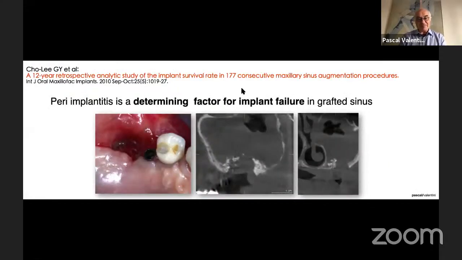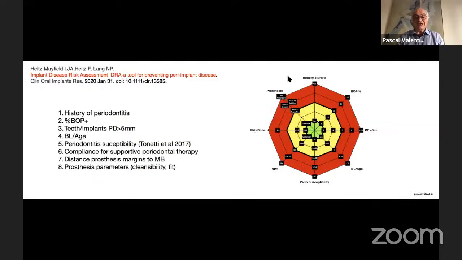But one thing which is sure, and we have noticed it for more than 10 years, is that peri-implantitis is a risk factor for implant failure in the grafted sinus. So it is very important to implement the right maintenance program and the right prevention program. And maybe we have one very interesting tool to identify at-risk patients for peri-implantitis: the implant disease risk assessment, suggested last year by Lisa Heitz-Mayfield from Australia. It is more or less the same as the one suggested by Tonetti for susceptibility to peri-implantitis, and it is very efficient. So it's a good tool to identify at-risk patients for peri-implantitis in grafted sinuses.